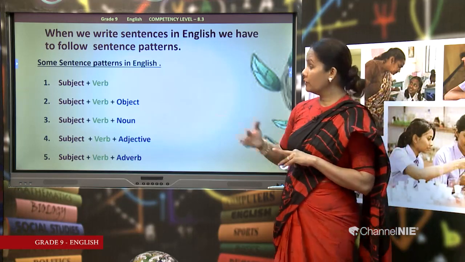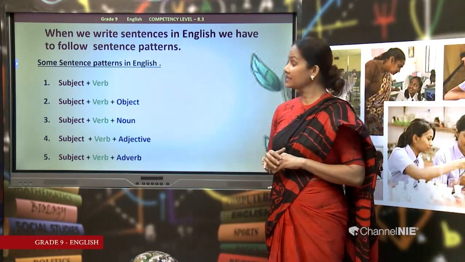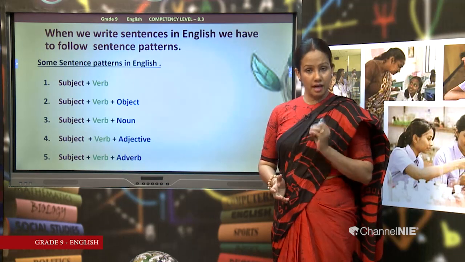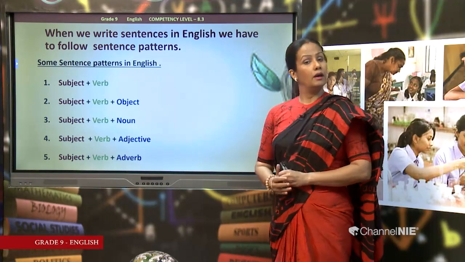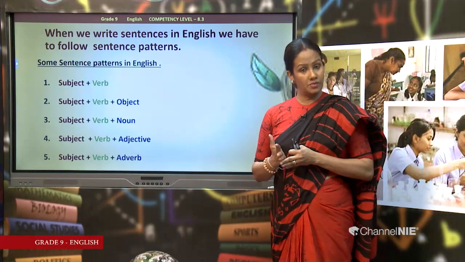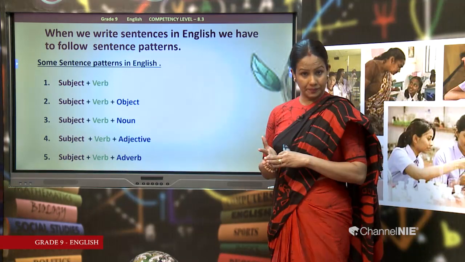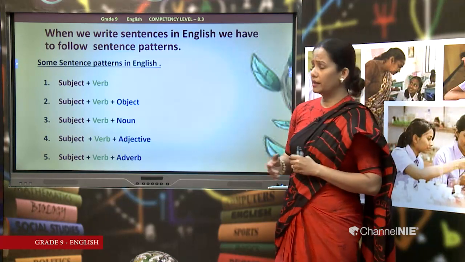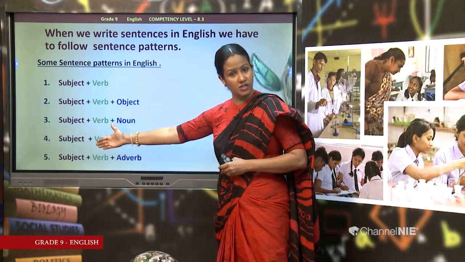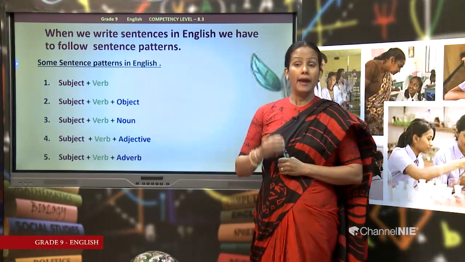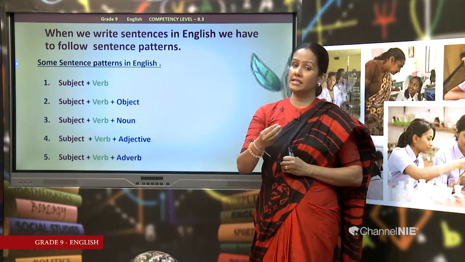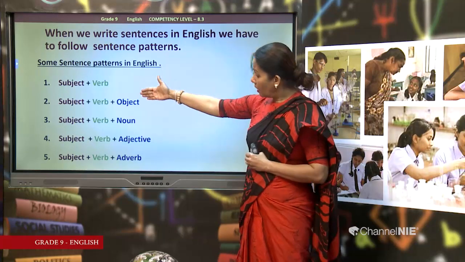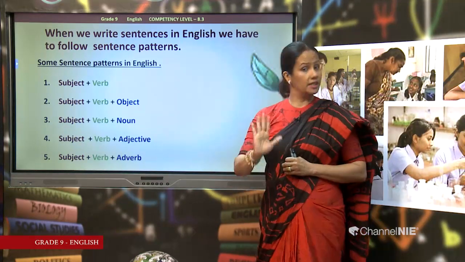So, shall we have a look again? First one, subject and verb. Second one, subject, verb, object. Third one, subject, verb, noun. Fourth one, subject, verb and adjective. Last one, subject, verb and adverb. And children, look here, in every sentence we have to have a subject. When we are writing a sentence, most sentences should have a verb. It has to have a verb. Object, noun, adjective and adverb can be changed according to the sentence.